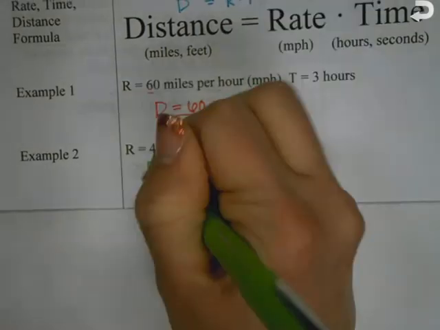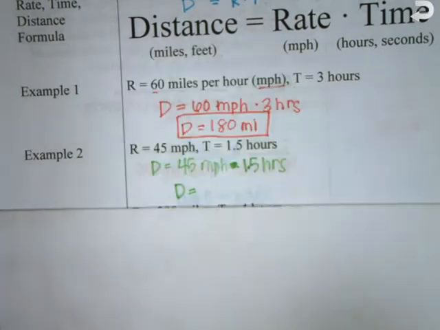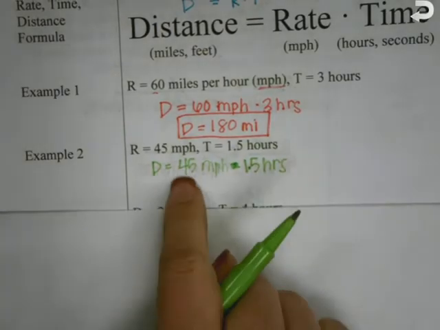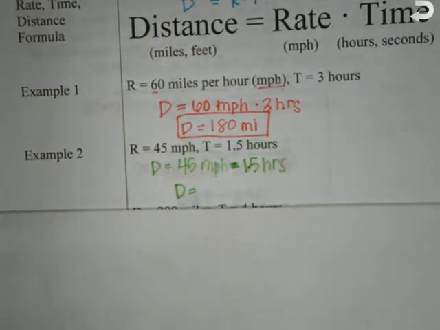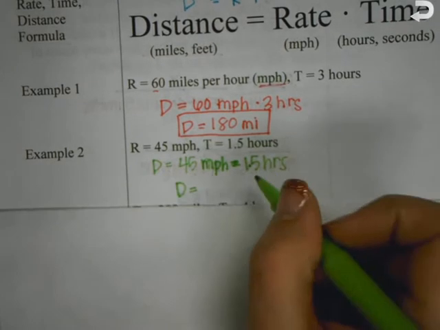Will you guys do that right now? Okay, so we get, after we multiply, D equals 67.5 what? Miles. Good.